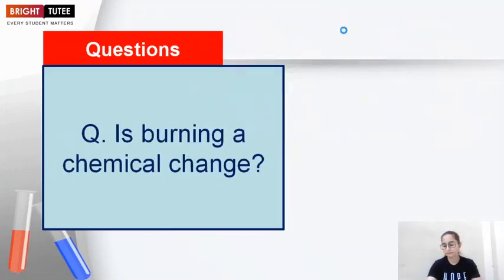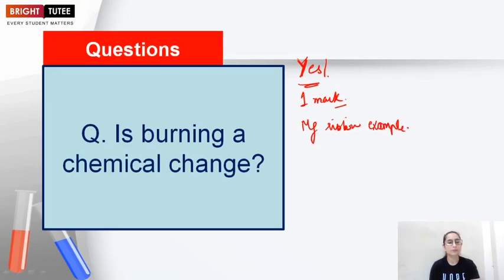Alright. Next, is burning a chemical change? We discussed this in the lecture also. Burning is a chemical change. Yes. This is basically a 1-mark question, and you can explain it with the help of the magnesium ribbon example, or you can say also by the burning of wood. Burning of wood is also an example of a chemical change happening, right? So burning is always a chemical change.